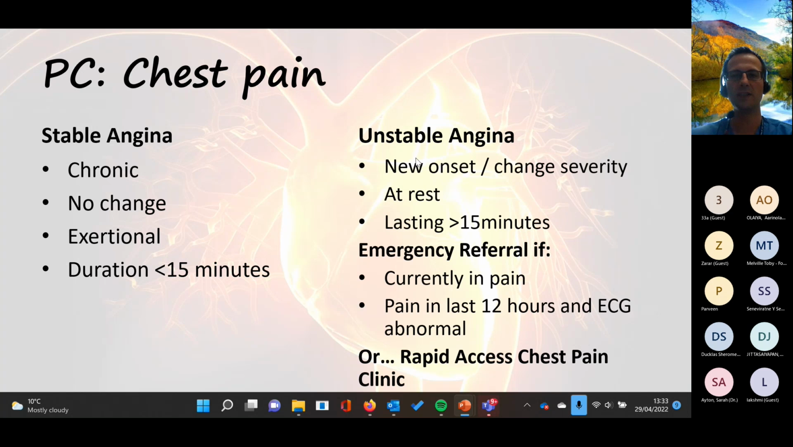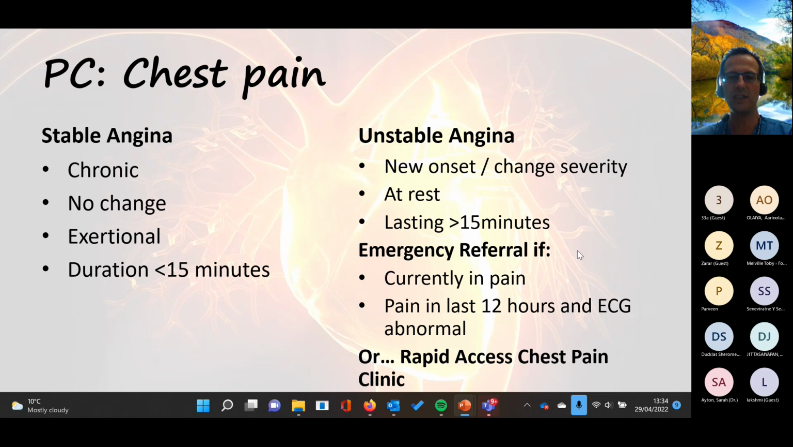Unstable angina is new onset, change in severity, occurring at rest. It shouldn't be stable angina in most people. Some people have got very severe coronary artery disease, and although it's stable, they still get the chest pain at rest. But that's pretty unusual, and those are people that we can't fix the underlying problem. So unstable angina at rest lasting longer than 15 minutes.